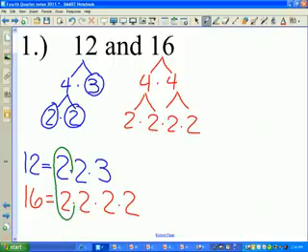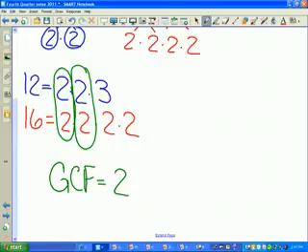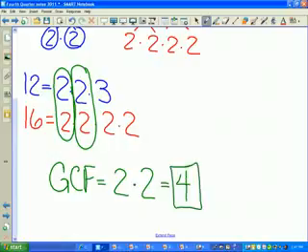I notice that they have this group of 2's right here in common, and they have this group of 2's right here in common. The 3 and the other 2's, right now, that's not what's left in common. So if I wanted to state what is my greatest common factor, I would say the 2 from the first grouping times the 2 from the second grouping is going to be my GCF, which is a total of 4.